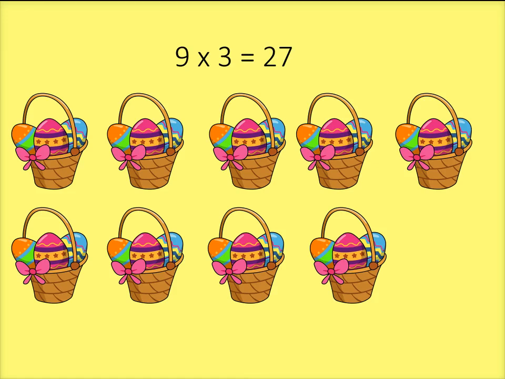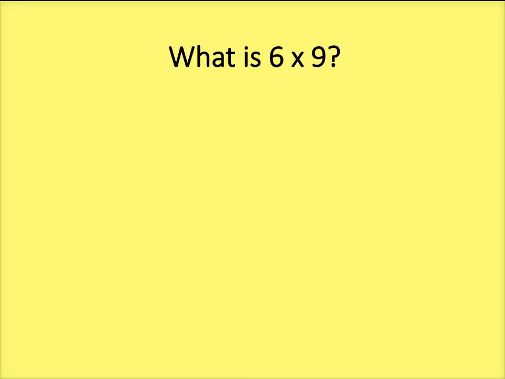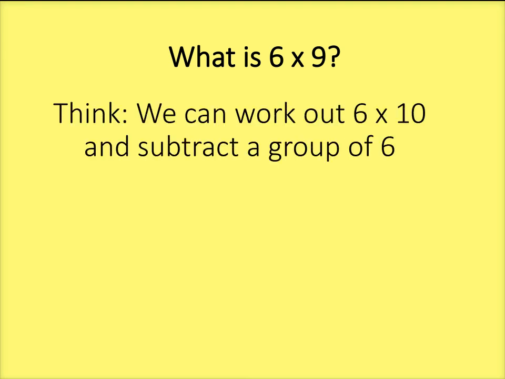Once you get confident in this strategy, you can actually do it without the pictures. Let's look how. What is 6 times 9? So again, we can think of this as 10 groups of 6 minus 1 group of 6. So we can work it out as 6 times 10 and subtract a group of 6. To write this mathematically, we'd write 6 times 10 minus 6 because we're taking away that extra group. And when we work that out, we get 60 minus 6. We've just solved that 6 times 10 to start with. Then when we calculate that, that equals 54.